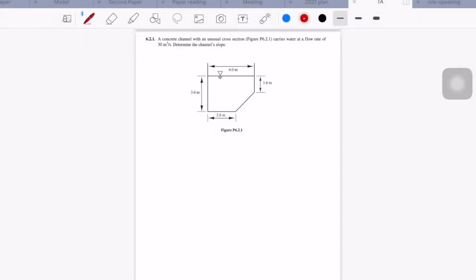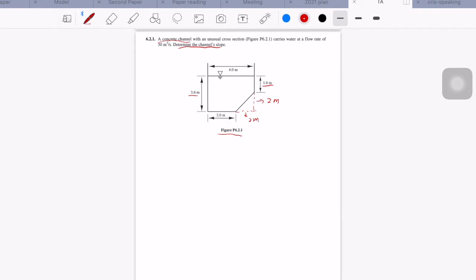For the second problem, a concrete channel with an unusual cross section in this figure carries water at a flow rate of 30 cubic meters per second, and we need to determine the channel slope. From this figure, we know the length of this side equals 3.6 meters, and the length of this side equals 1.6 meters. So we can determine the length of this side equals 2 meters. Also, the length of this side equals 2 meters too.